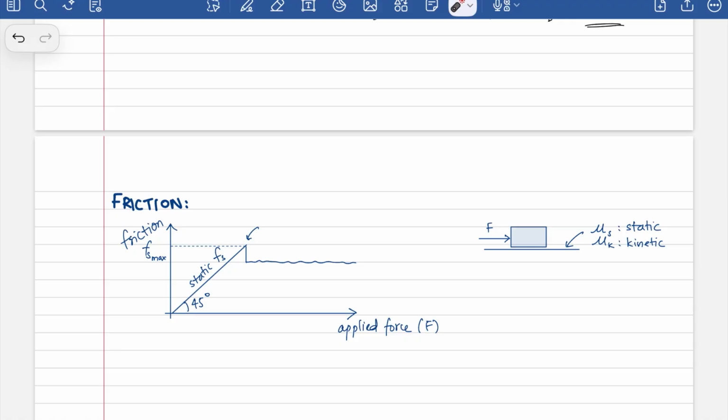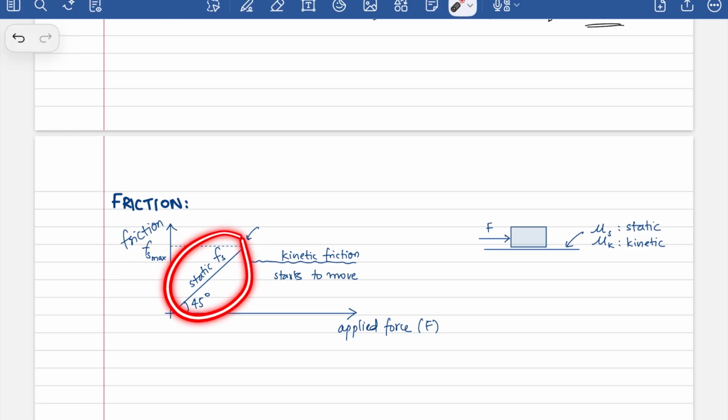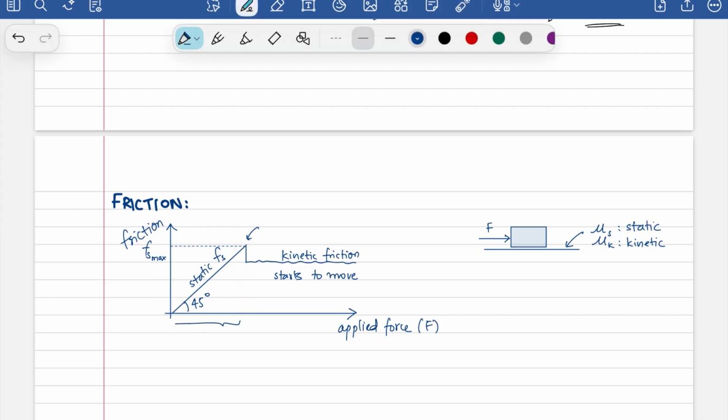So it's usually drawn as a squiggly line because the kinetic friction will vary as the surface contact changes and so on, but that's not important. So this here is a kinetic friction region. Over here, the object starts to move. And over here, in this region, the object is stationary.